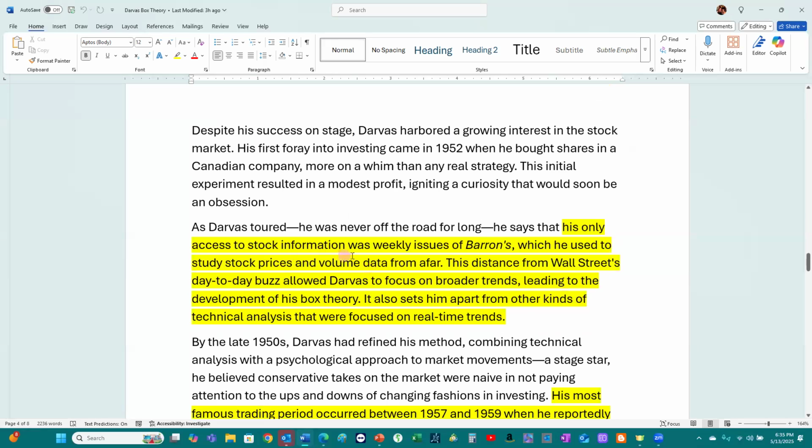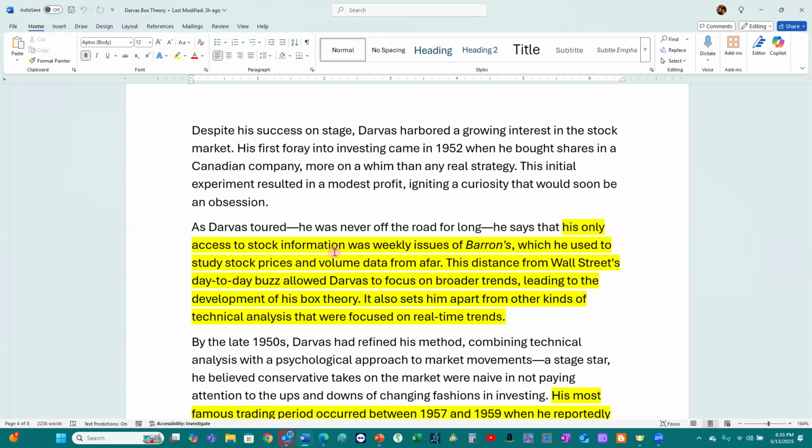His only access to stock information, this is really interesting and it's laid out in his book as well, was weekly issues of Barron's, which he used to study stock prices and volume data from afar. He traveled with his sister around the world with a dance routine that he would do across the world. So he was a ballroom dancer who stumbled across stocks almost by accident.